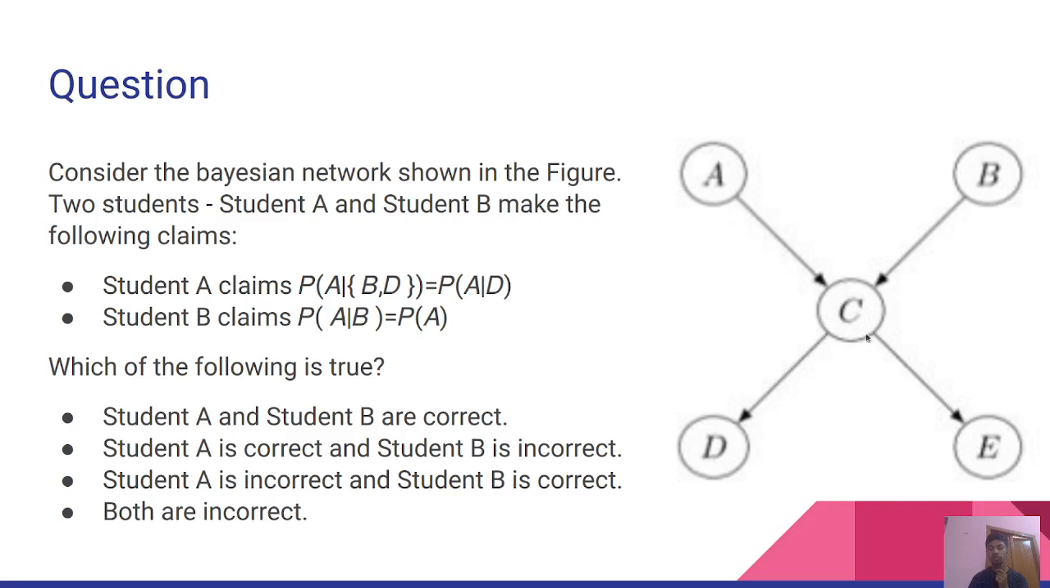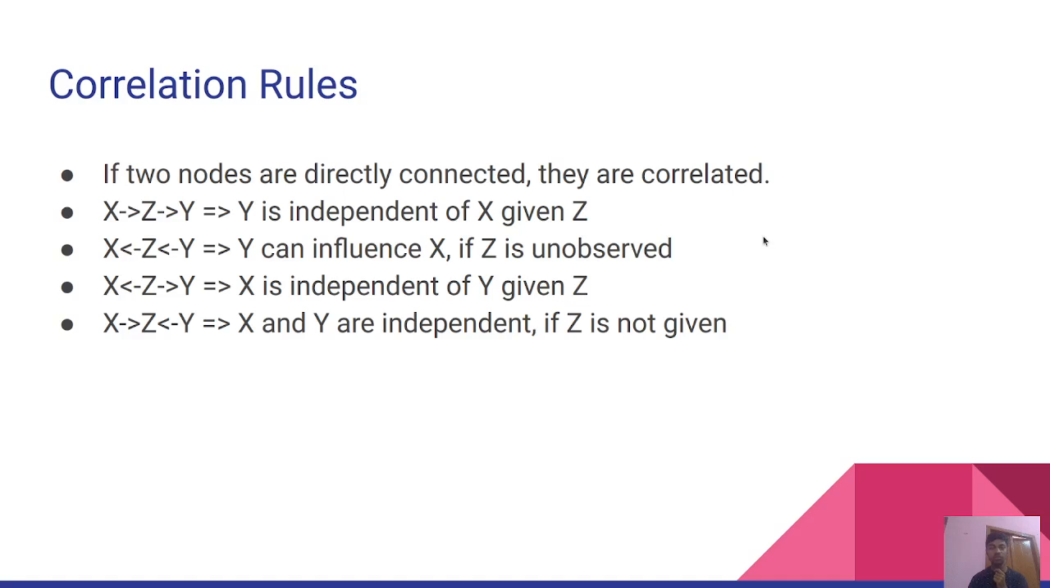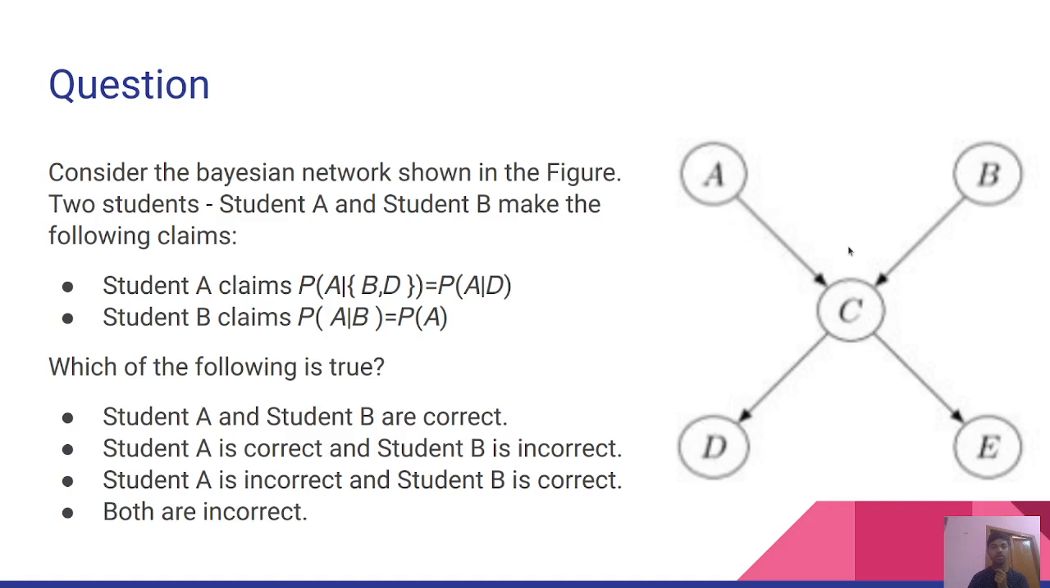Okay, so if this is not given, then they are independent, but if C is given, then they are actually dependent. Okay, so these are the rules for an undirected graph. Based on the rules, we have the following question.